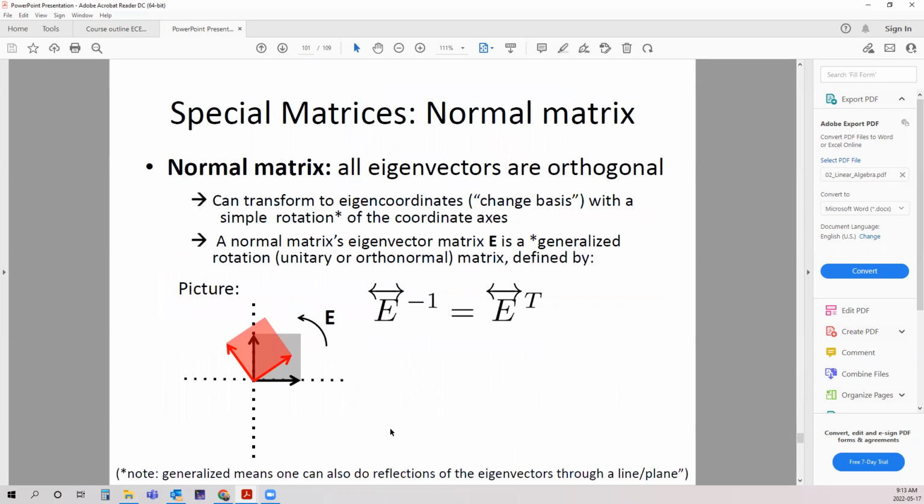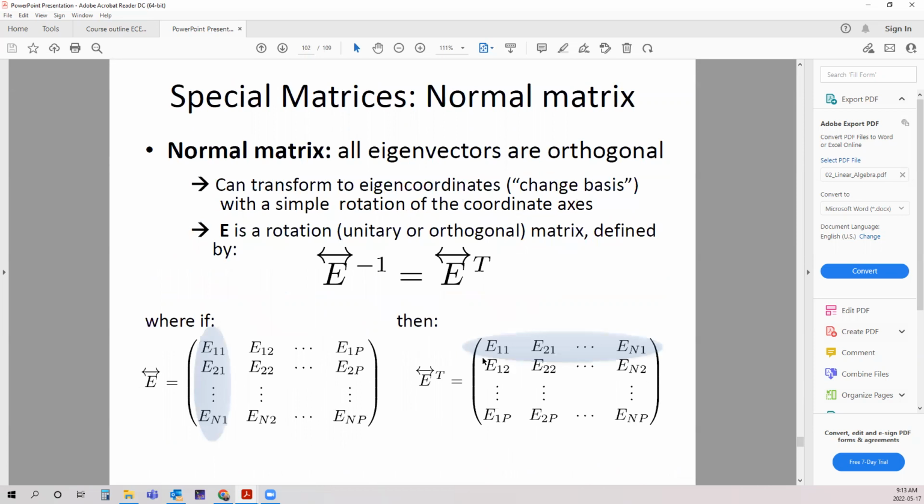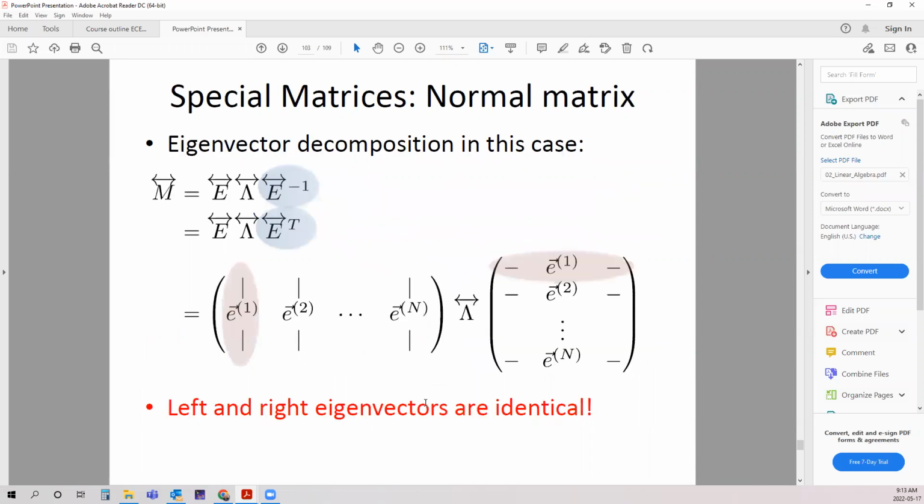Special matrices, normal matrices. This is how we do the transpose. And you know the transpose, what is the transpose? We have this E, and here is the transpose. We make the first column the first row, the second column the second row, the third column the third row, and we need this a lot in machine learning. So the transpose concept is known. So eigenvector decomposition in this case, how will it be, then we do the transpose.